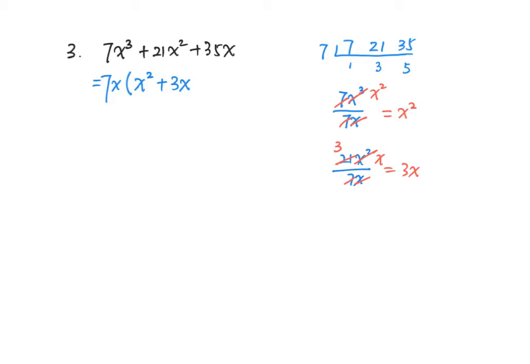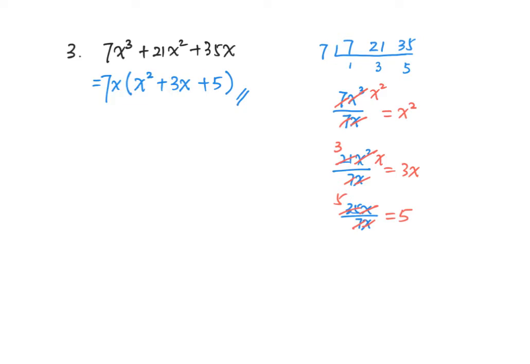And for the last term, 35x divided by 7x. 7 and 35 can be cancelled, 5 is left. x to the power 1 and x to the power 1 can be cancelled, so for the last term, positive 5 is left. So the answer should be 7x times bracket x squared plus 3x plus 5. And the bracket cannot be factorized further. So this is the final answer.